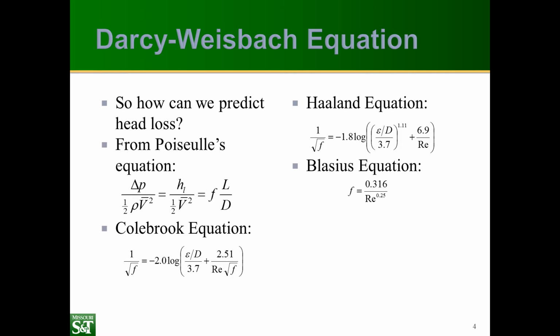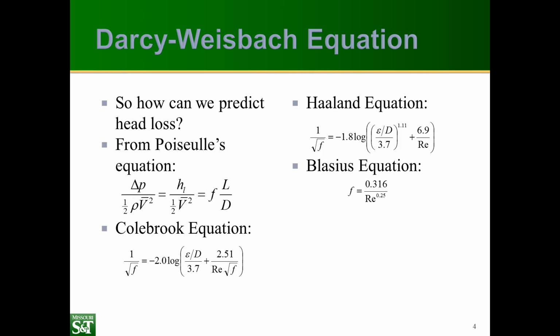However, you'll notice that it's implicit. There's a square root of f on both sides, and there's not really any way to solve this to get f on one side. So that requires an iterative solution if you know the Reynolds number and you know the roughness of the surface. You could also use the Holland equation.